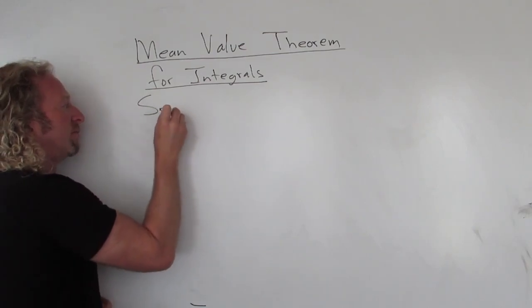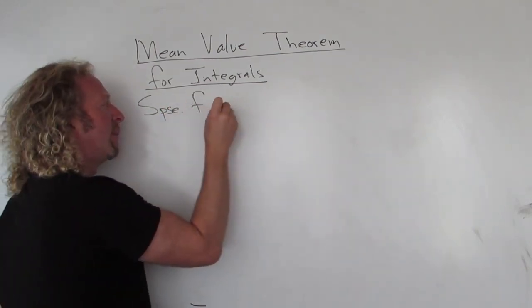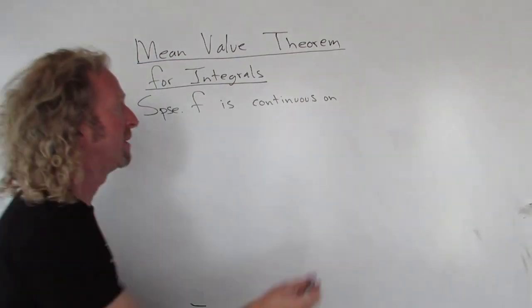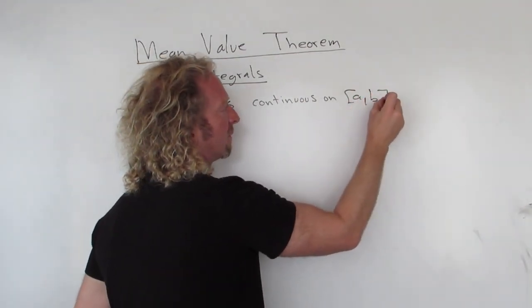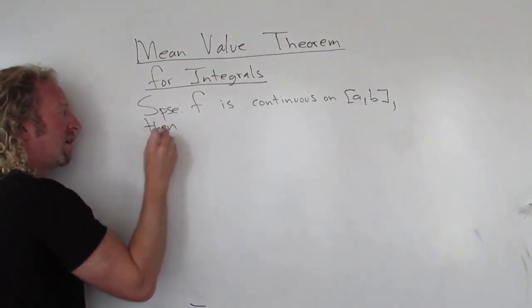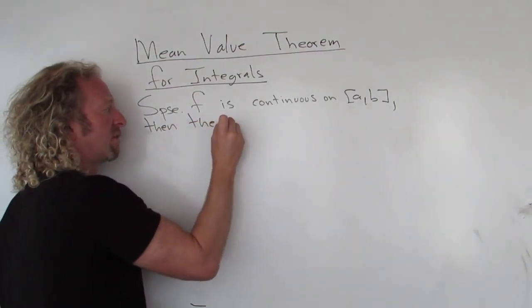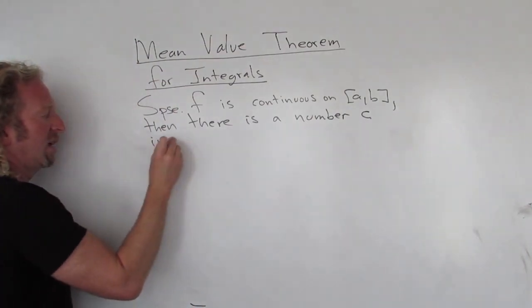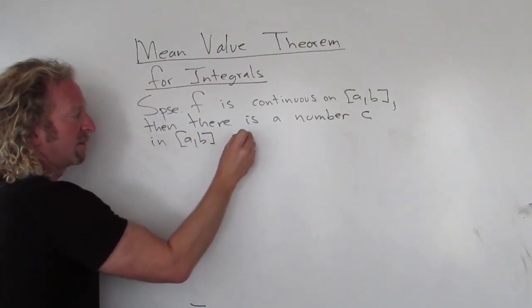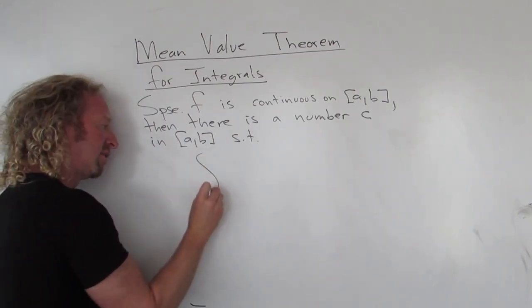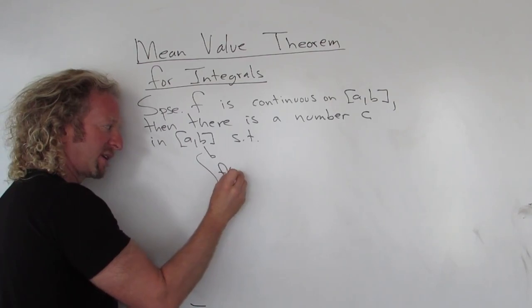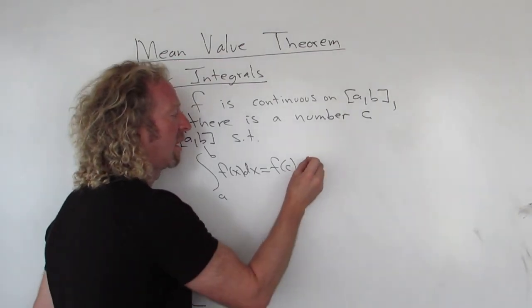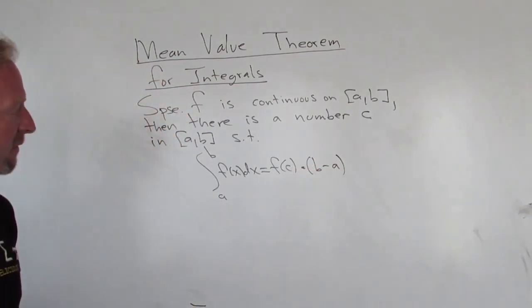So suppose f is continuous on the closed interval a, b. Then there is a number c in the closed interval a, b such that the definite integral from a to b of f of x with respect to x is equal to f of c times b minus a. So that's the statement of the mean value theorem for integrals.